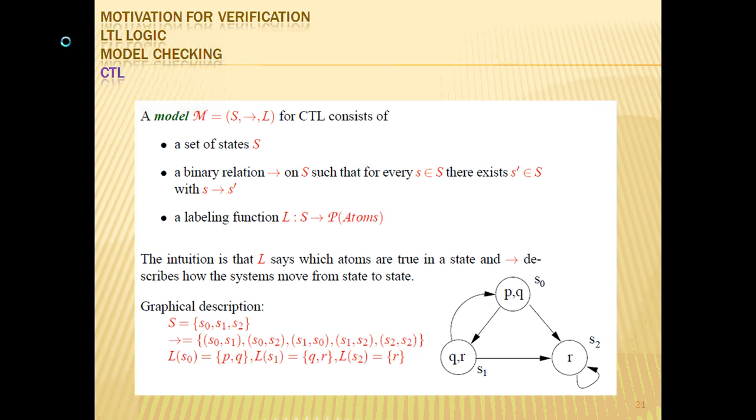A graphical representation of the system is shown with a set S of three states S0, S1, S2. The labeling function L of S0 means that at state S0 the propositional atoms P and Q hold true. At the state S1 the propositional atoms Q and R hold true, and at the state S2 the propositional atom R holds true. The relation → is a binary relation between states. The transitions are S0 to S1, S1 to S0, S0 to S2, S2 to S2 and S1 to S2.